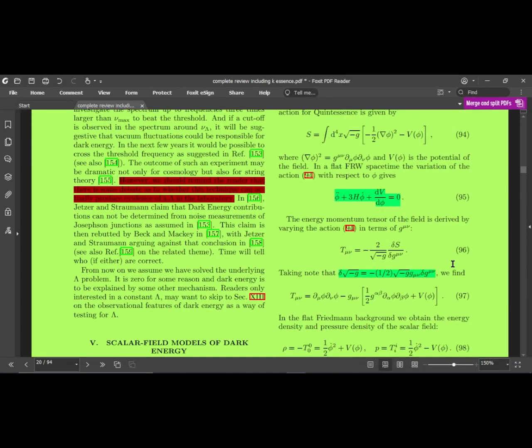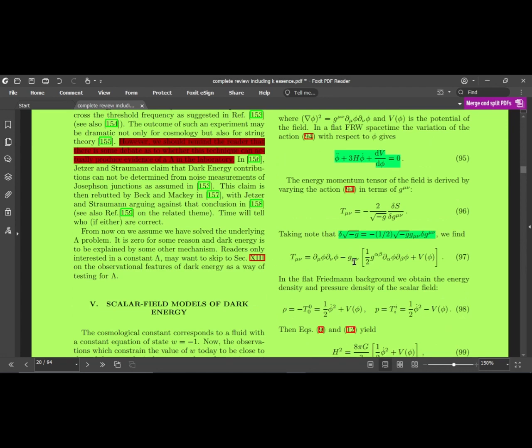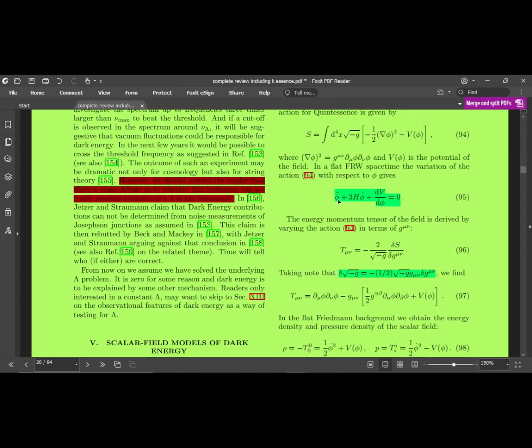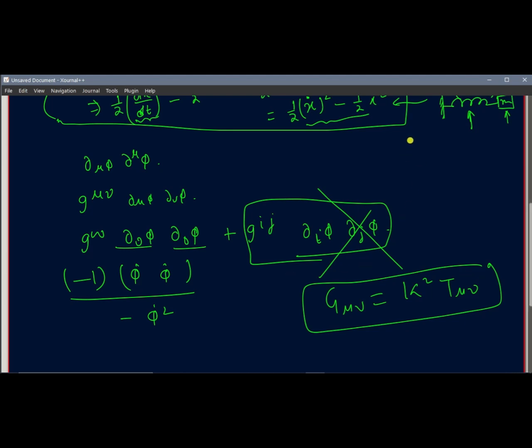Okay, so now you can see that phi double dot is the double derivative of phi with respect to time, plus 3 times H. H is the Hubble parameter, which we have already told you about. And dV over d phi: this V is not an explicit function of time, but it depends on phi, and phi also depends on time. Therefore, when you take the derivative of V with respect to time, because V only depends on phi and phi depends on time, you have to apply the chain rule.